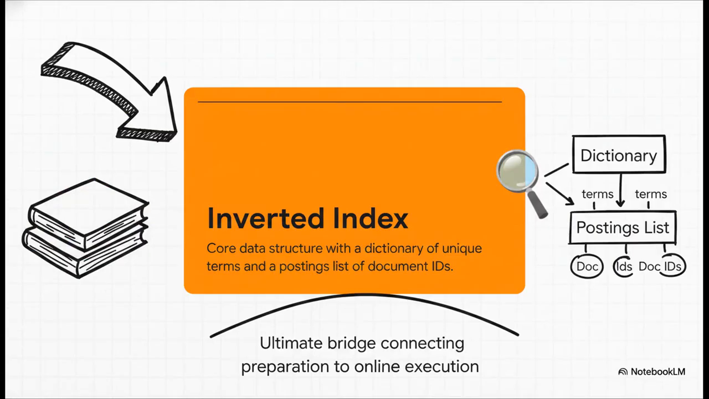Okay, so here's the really crucial part. The index builder creates the inverted index. This is the absolute core data structure of the whole system. It's basically a massive dictionary of unique terms paired with a postings list of the document IDs that contain those terms. It is the ultimate bridge connecting all that offline prep to the live execution.